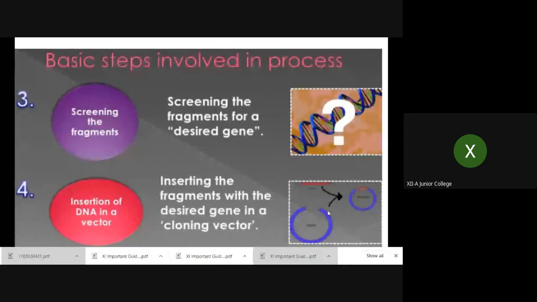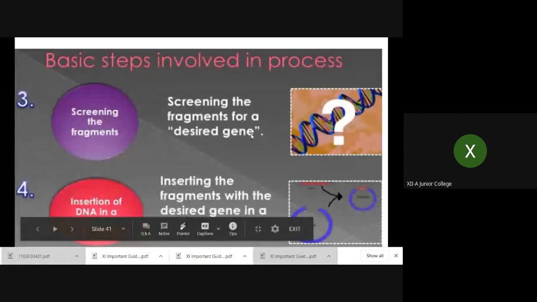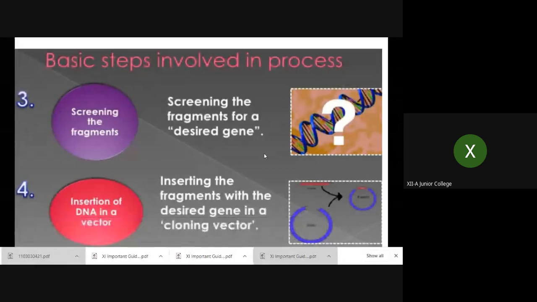Once this cutting is done, there is screening of the fragments, that means which fragment of DNA carries the gene of interest, that is checked. So screening the fragments for the desired gene. This is the next step. Then the next step is what? Once we come to know which fragment of DNA carries that desired gene, it is to be inserted in the plasmid.